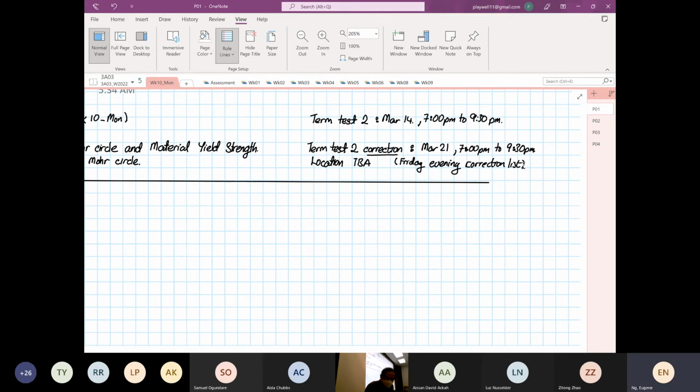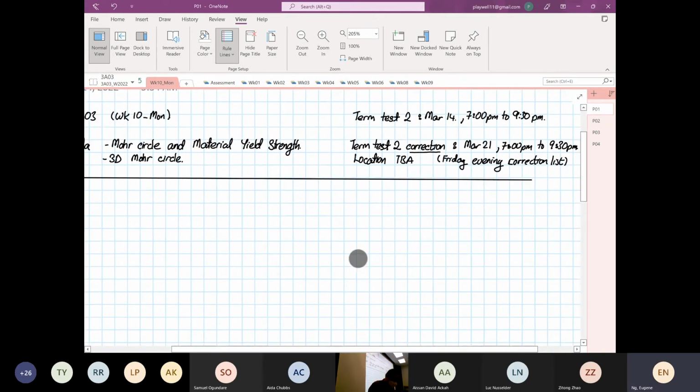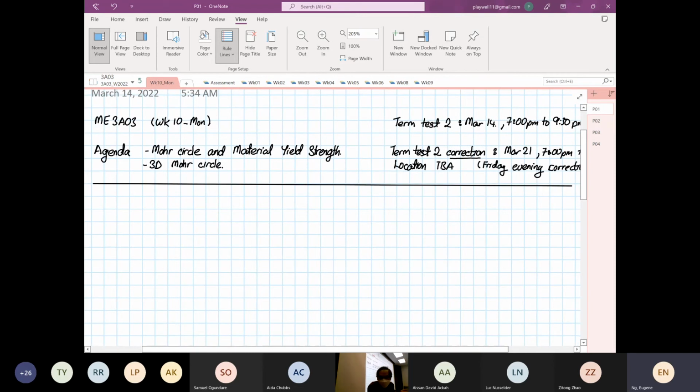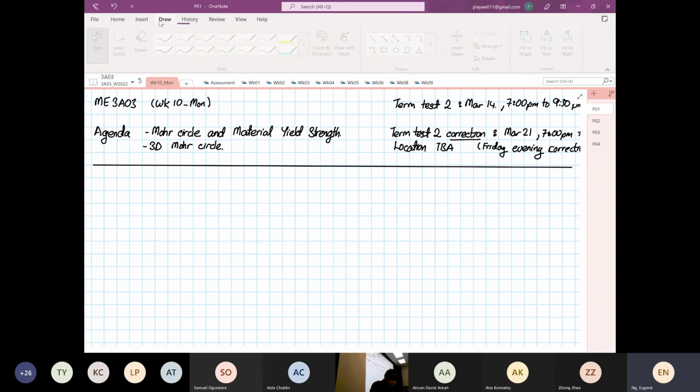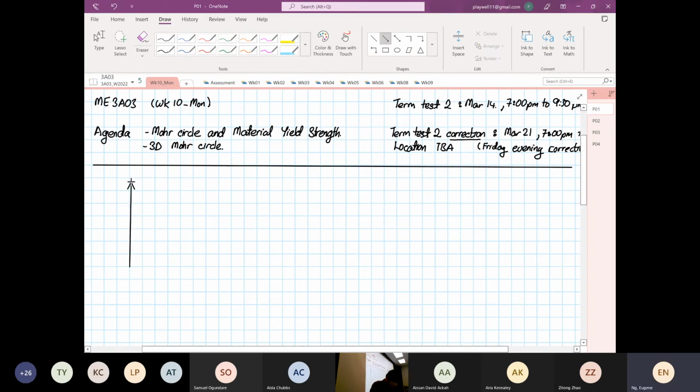Right. So now I'm going to... any questions so far? No? Okay. So how is Mohr's circle related to material yield strength? I know sometimes it's very obvious, but usually it's not. So what do I mean by material yield strength over here? Usually we do a test.